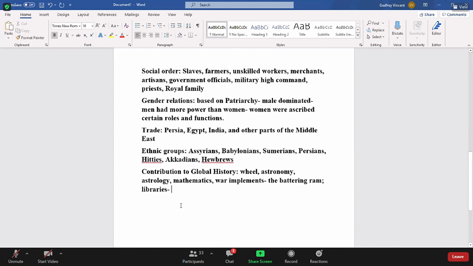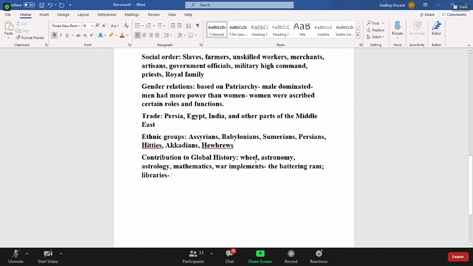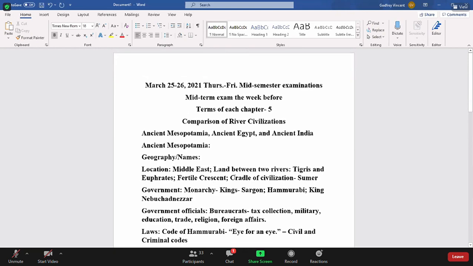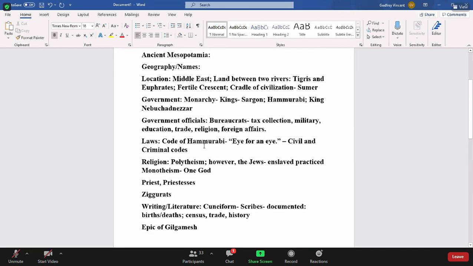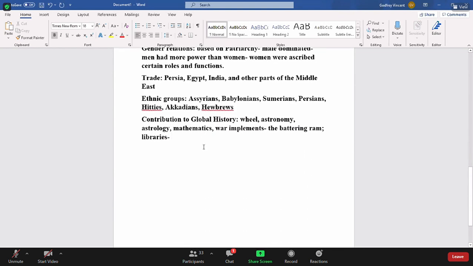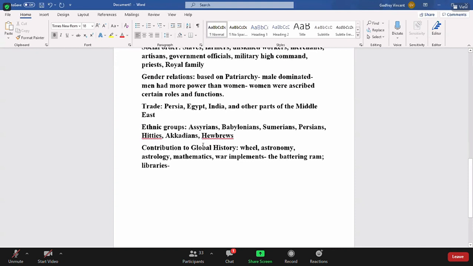Right? When we look at astrology, the three wise men came out from this region here. Abraham also came out of one of the cities called Ur. If you read the book of Genesis, Abraham came out from the land of Ur.